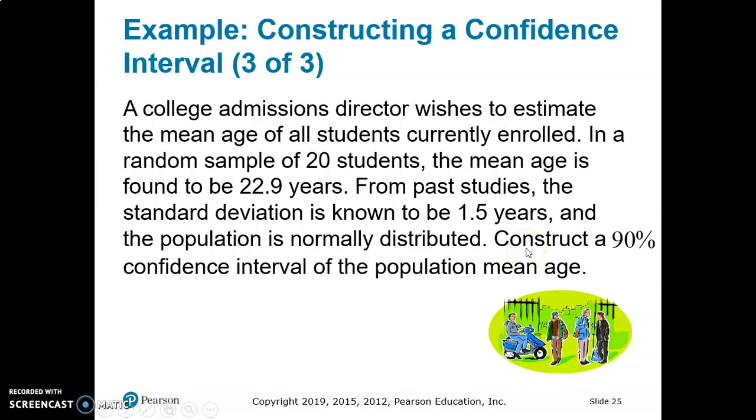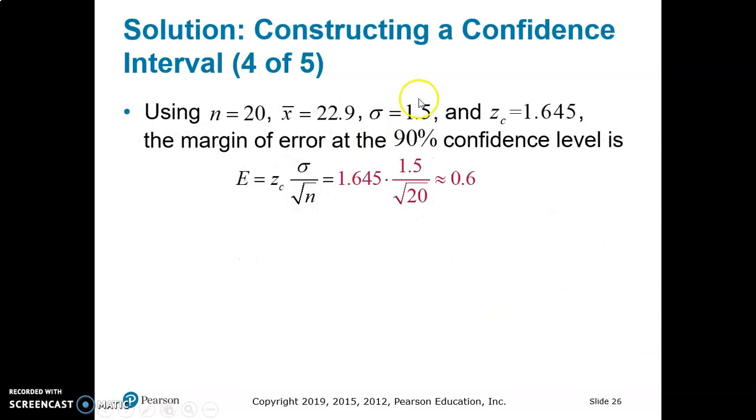Construct a 90% confidence interval of the population mean age. Okay, so again, we need to know what x bar is. Here, x bar is 22.9. We know the sample size. Sigma is given, right? Your standard deviation is given. That's what this whole section is about. It's assuming standard deviation is given. And we have this critical value. Remember, this is calculated based on the confidence level. Just use your standard normal table using z-scores to figure out what this value is. Again, just go back to part 1 if you're not sure how to calculate this.